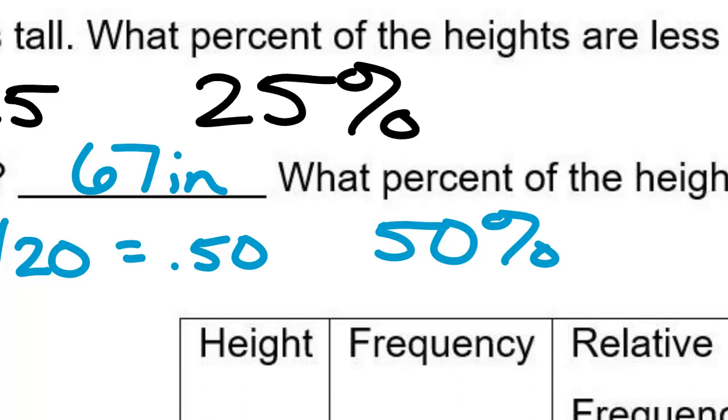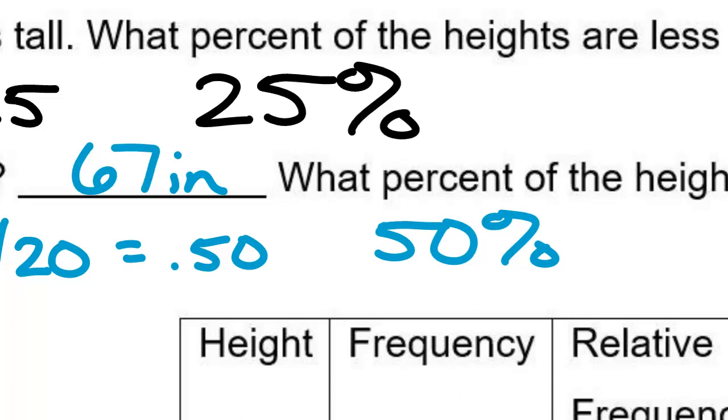So mine came in at 50%. Does that make sense with where we said the median was? Median was 67.5. So if I look at exactly 67 or smaller, I came up with 10 of the kids. And that makes sense. 10 same height or smaller than me, 10 kids taller than me.